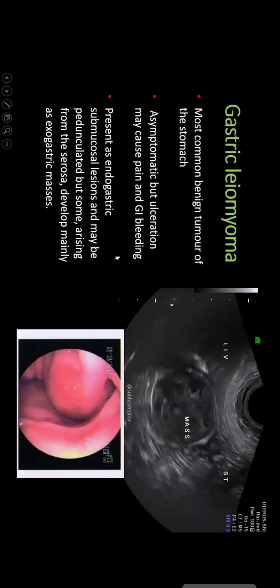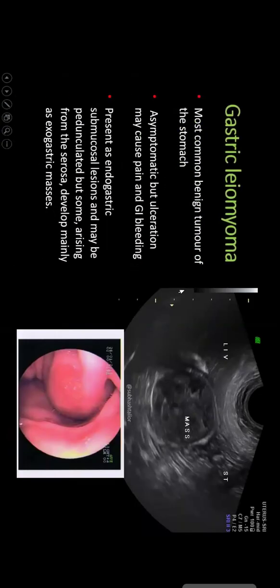Liver, and this is stomach: an intraluminal, intragastric, rounded, well-defined mass. The appearance is of a benign mass. On endoscopy there was a smooth mucosa, no ulceration, nothing like that. The patient was evaluated, CT was done, biopsy was done, and it was found to be a gastric leiomyoma.